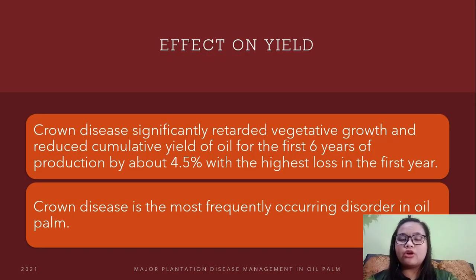For the effect on yield, crown disease significantly retarded vegetative growth and reduced cumulative yield of oil for the first 6 years of production by 4.5%, with the highest loss in the first year. Crown disease is the most frequently occurring disorder in oil palm.